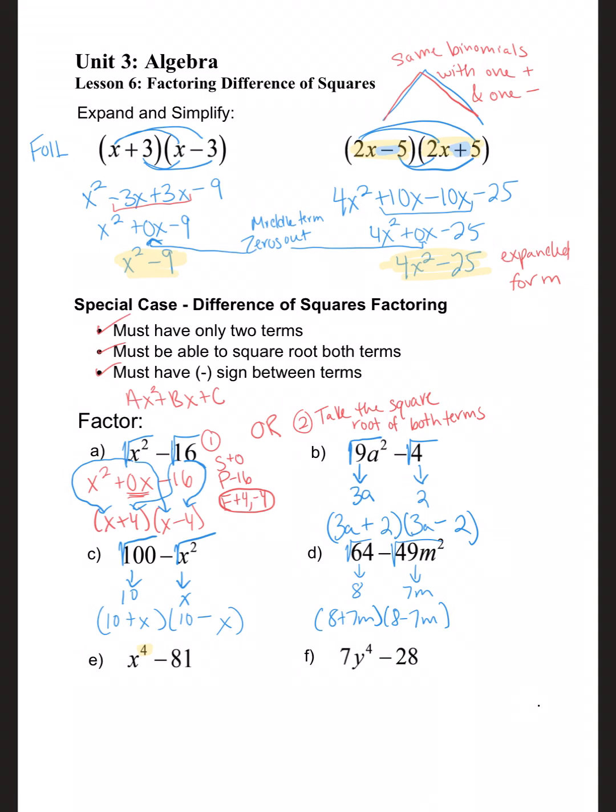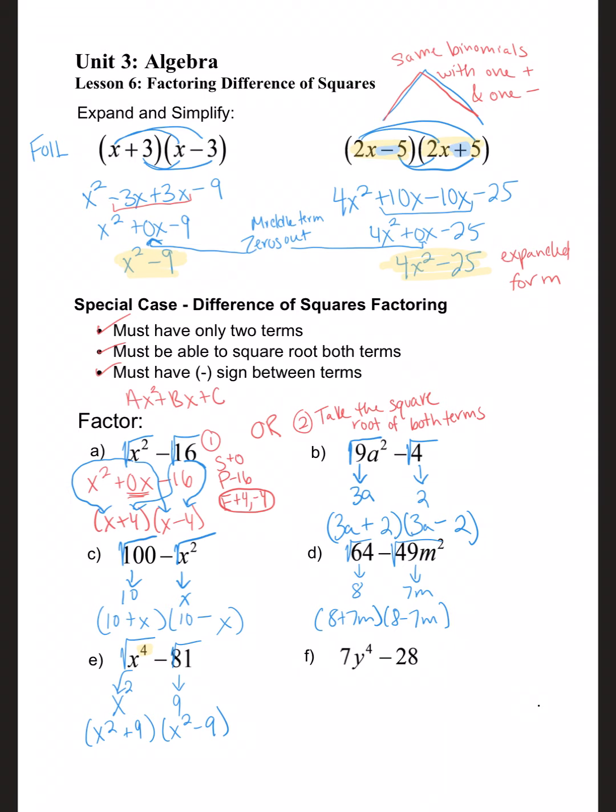But when we see a number in the exponent like that, we think of it just like we think of a base. If we were to take the square root of x to the power of 4, it would be x squared, and then the square root of 81 would be 9. So again, we have x squared plus 9, and we have x squared minus 9.